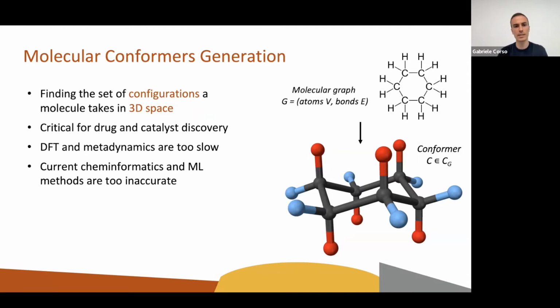Now, there are two classes of traditional methods, the so-called DFT and metadynamics, where the idea is basically that you try to understand the energy landscape of the molecule, and then you try to find the conformations that minimize this energy. However, the problem with this is that they are typically too slow. They are very accurate, but too slow. For example, for an average drug-like molecule, running DFT takes about a couple of days on CPU. As you can imagine, if you're scanning millions of molecules, this is far too slow.